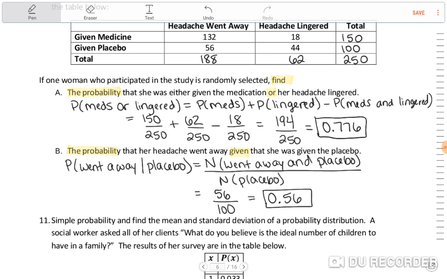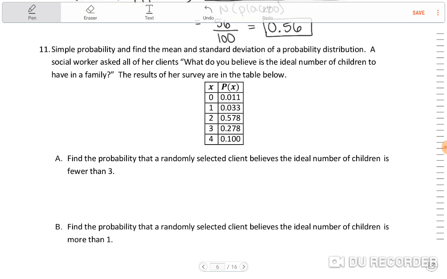Okay, so number 11 says, we're doing simple probability, finding mean and standard deviation of a probability distribution. A social worker asked all of her clients, what do you believe is the ideal number of children to have in a family? The results of our survey are in the table below. A, find the probability that a randomly selected client believes the ideal number of children is fewer than 3.